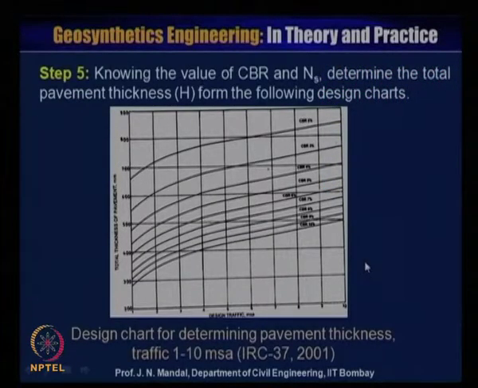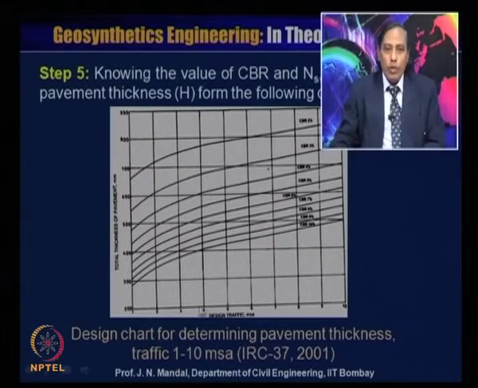Now step 5: knowing the value of CBR and NS, determine the total pavement thickness H from the following design chart. This design chart determines the pavement thickness. It gives the relationship for what the thickness of the pavement should be. There is a design traffic, and this traffic lies between 1 to 10 MSA. You can see it starts from 1 to 10 MSA.